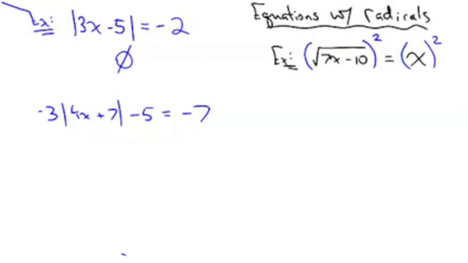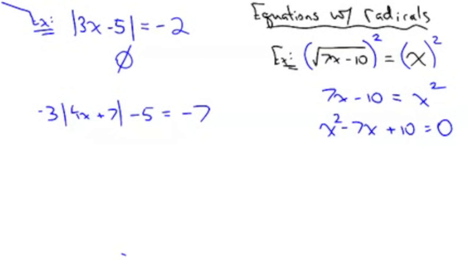So square both sides. This side becomes 7x minus 10. This side becomes x squared. Nice little equation, no radicals, it looks pretty. What do you do next? Move this to the other side, so it becomes 0. I'm going to rewrite it this way though. X squared minus 7x plus 10 is equal to 0.